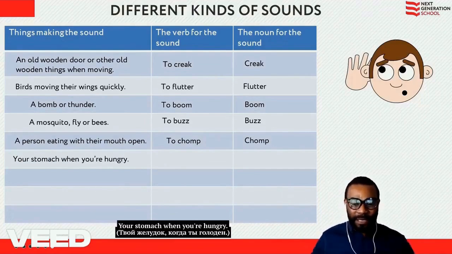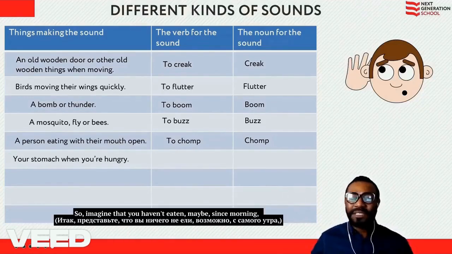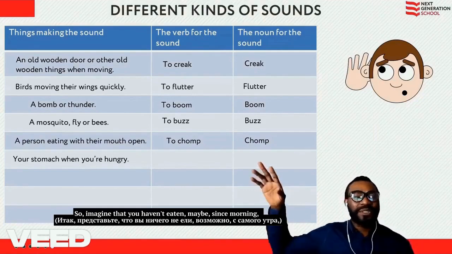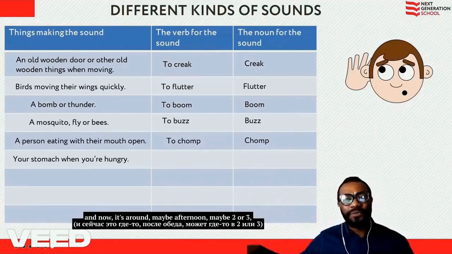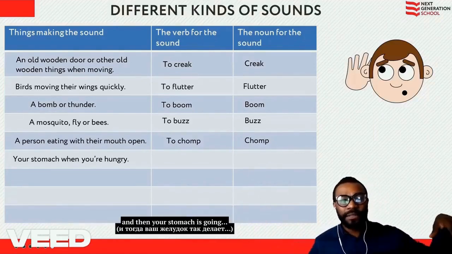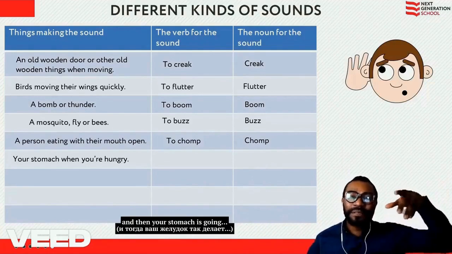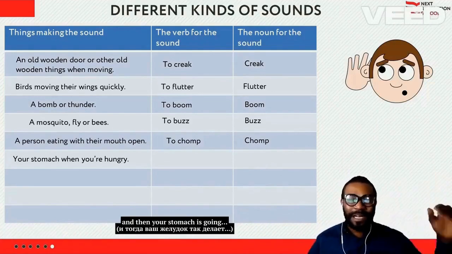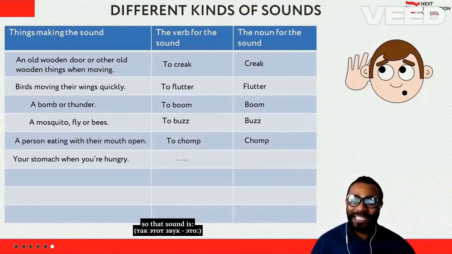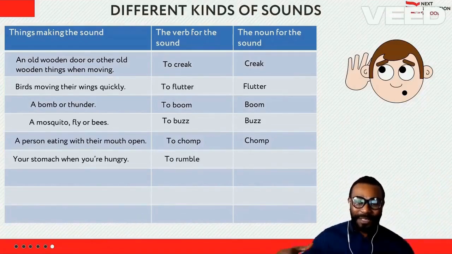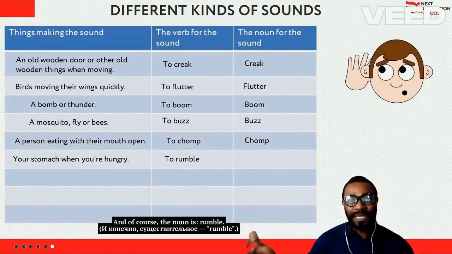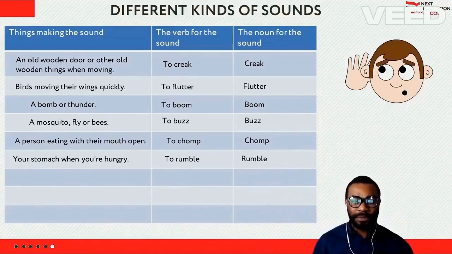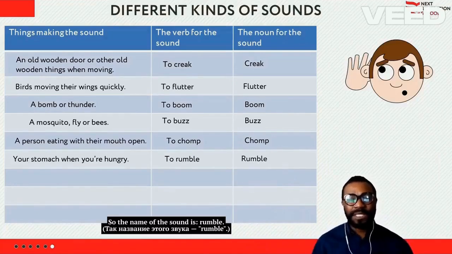Your stomach when you're hungry. So imagine that you haven't eaten since morning and now it's around 2 or 3, and then your stomach is going grrr. So that sound is to rumble. Your stomach is rumbling, and of course the noun is rumble. So the name of the sound is rumble.